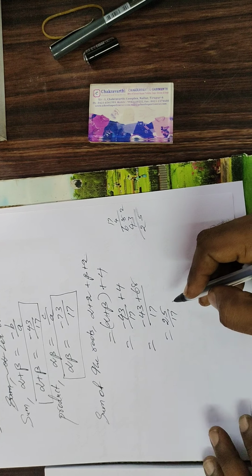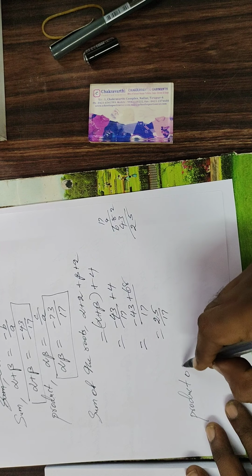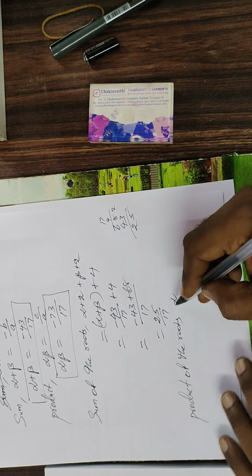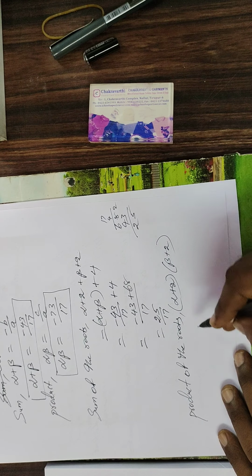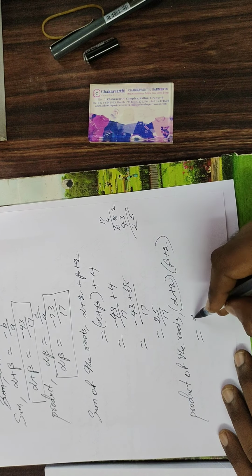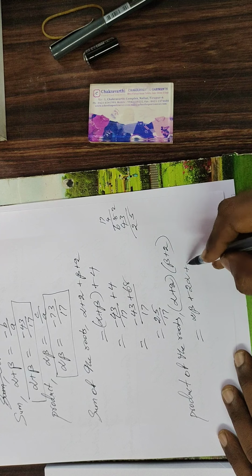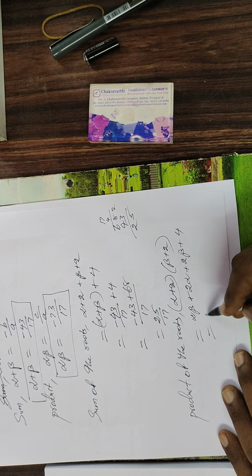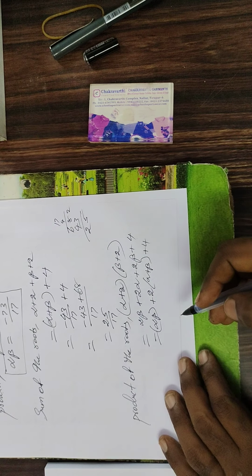This is the sum. Then you have to find the product of the roots. So what is the product of the roots? Alpha plus 2 into beta plus 2. That is equal to alpha beta, plus alpha into 2, 2 alpha, plus 2 beta, plus 2 into 2, 4. So alpha beta, then plus, what is common here? 2 into alpha plus beta, plus 4. Am I right?